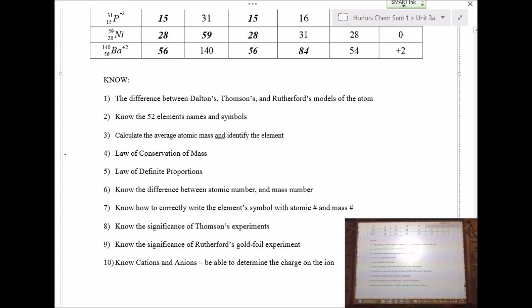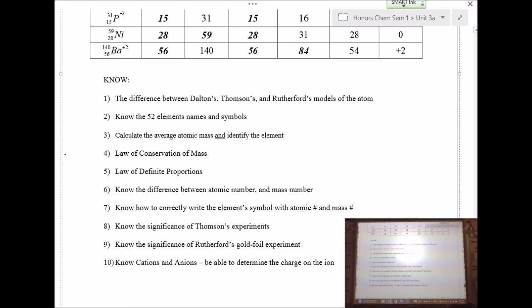All right. Make sure you know the difference between atomic number and mass number. So atomic number. What's the atomic number? Protons. Mass number. Good. Make sure you know how to correctly write the element symbol. So mass is on top, protons on the bottom. Correct symbol, and then charge if you have one. Okay.